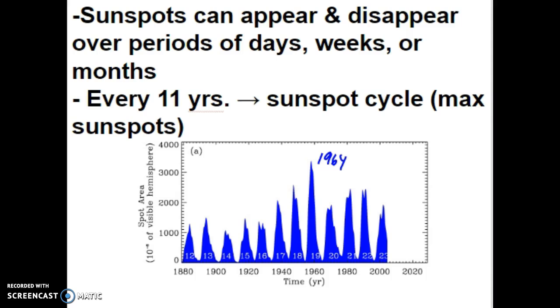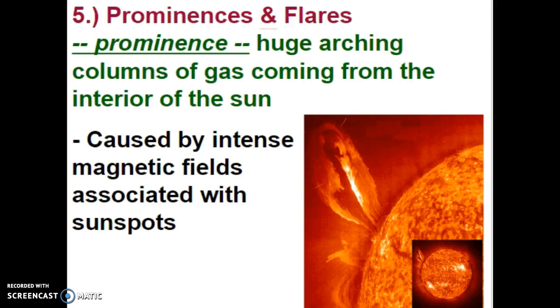About every 11 years, we hit the sunspot cycle. So a maximum amount of sunspots happens about every 11 years. And again, this has to do with the sun's magnetic field, which is a little more wonky than the Earth's magnetic field because the sun is a giant ball of gas. Some other things coming from the sun: a prominence. These are huge arching columns of gas that come from the interior of the sun. Again, they're associated with sunspots. So the more sunspots you have, the more prominences you would have.